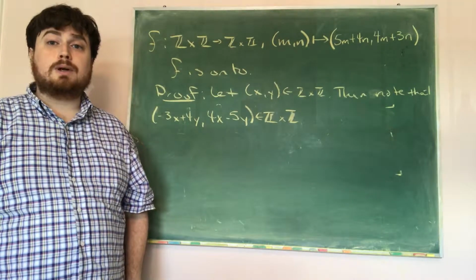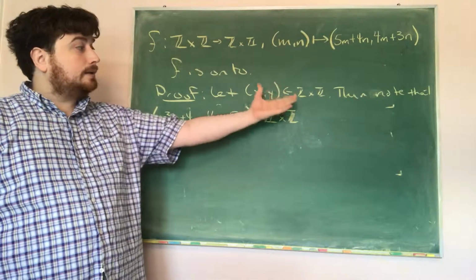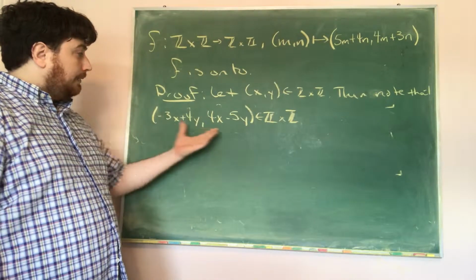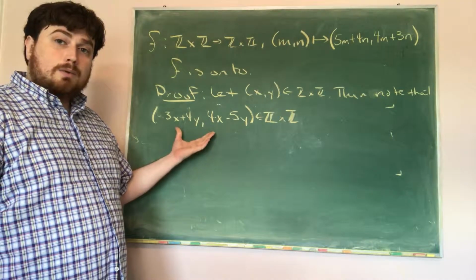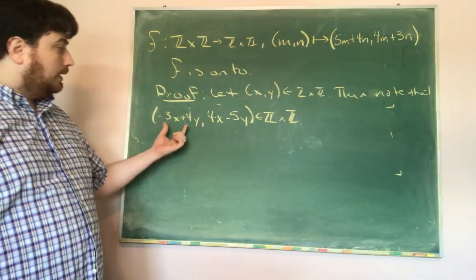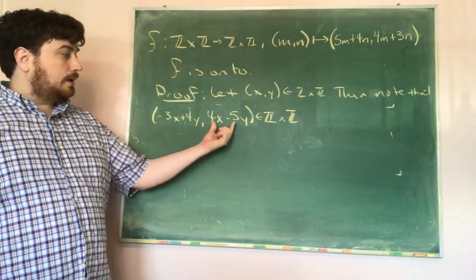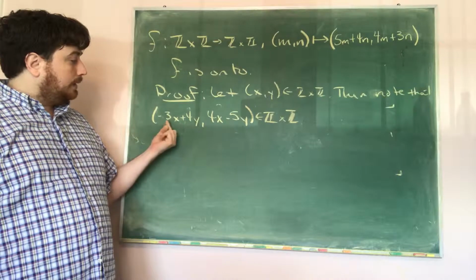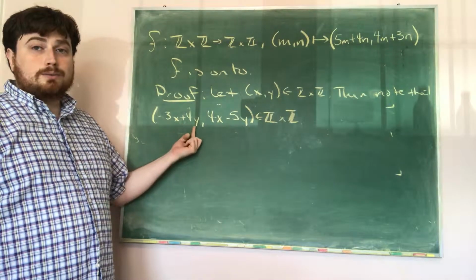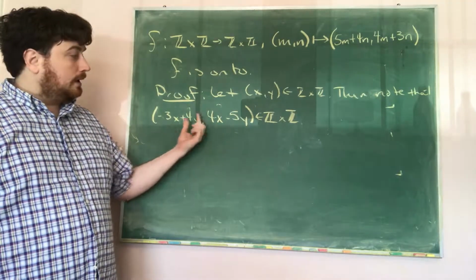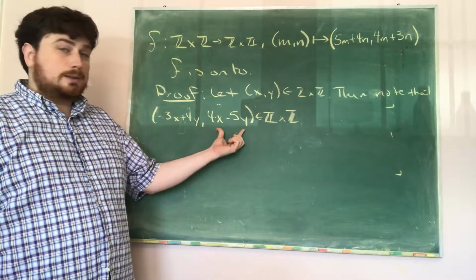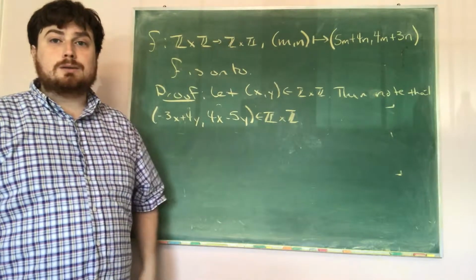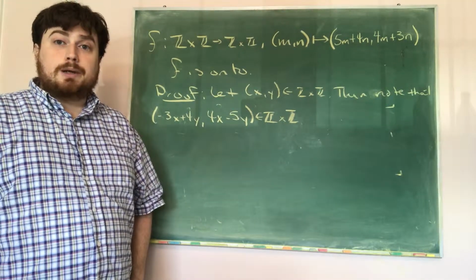Alright, so to give our proof of onto, what we need to do is say let x and y be in the codomain Z cross Z. Now, instead of having to remember this, I wrote it down from what I had before. Note that negative 3x plus 4y comma 4x minus 5y is the point I wanted to pick. And I do want to point out that negative 3 times an integer plus 4 times an integer is again an integer. 4 times an integer minus 5 times an integer is again an integer. Therefore, we can note that this is indeed in Z cross Z, that is, it is in the domain.